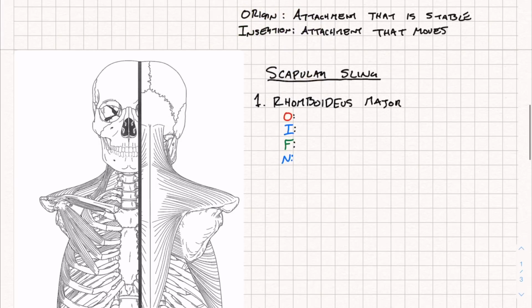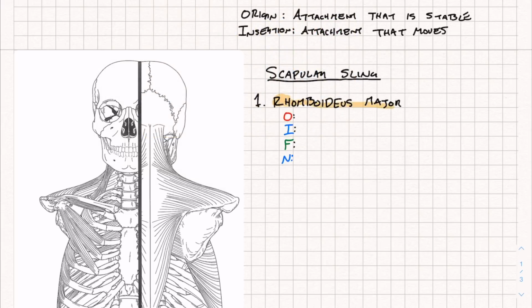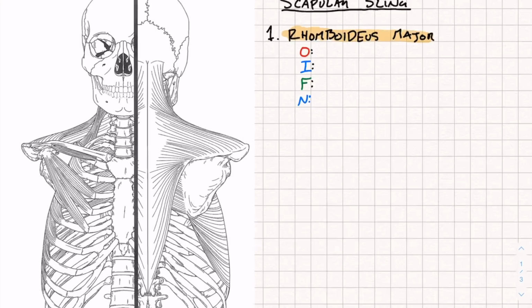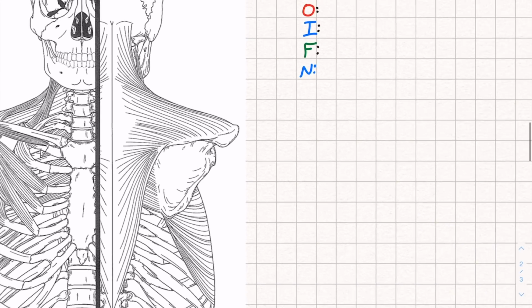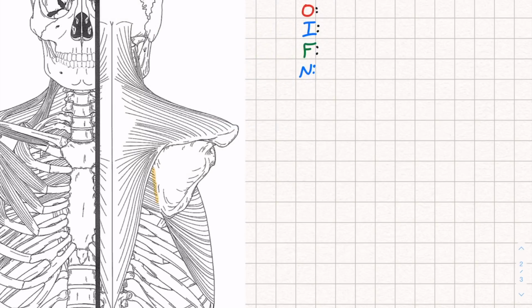So our rhomboid major, I'm going to do that in orange here, and I'll highlight it like this. So this picture, you can't see it very well. It's poking out right here.